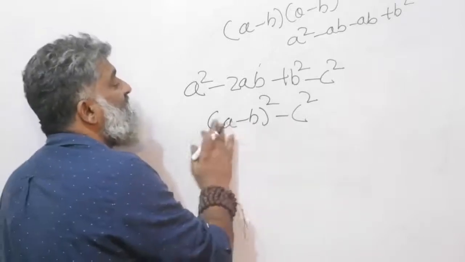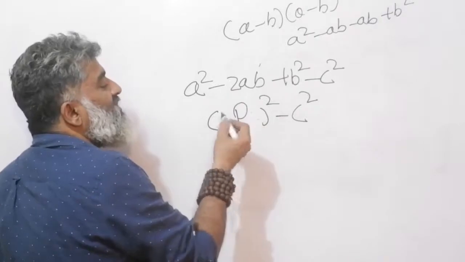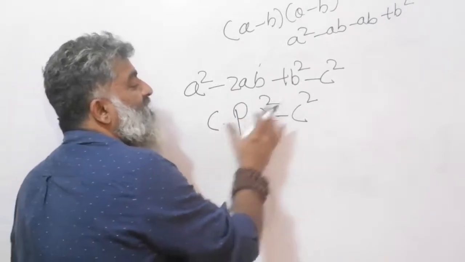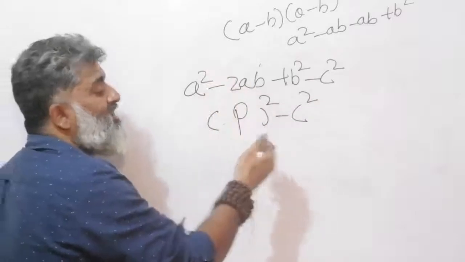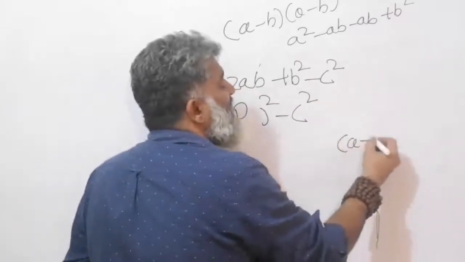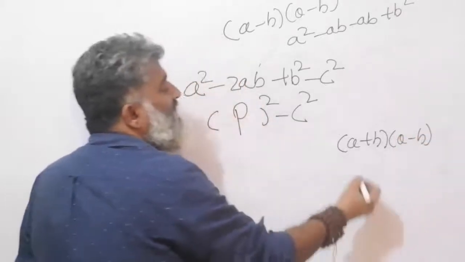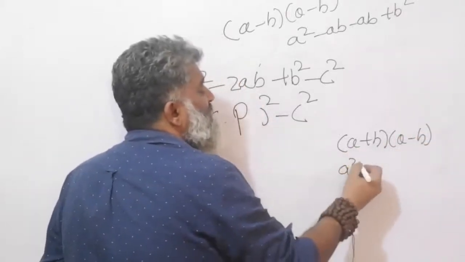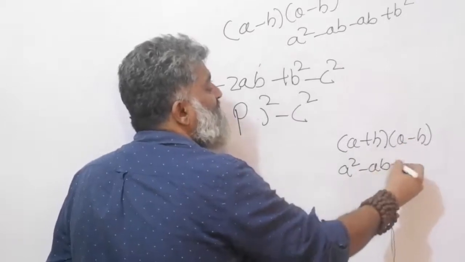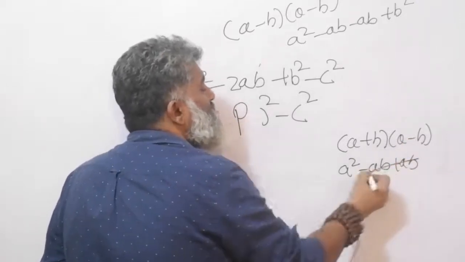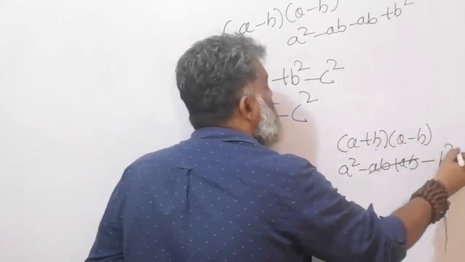So instead of this a minus b, can I put a gigantic P here? So this expression becomes p square minus c square. Again, do I have some familiarity with that? If I create this story, a plus b into a minus b. A into a gives you a square. A into minus b gives you minus ab. Plus b into a gives you plus ab. Boom, this gets cancelled. And b into minus b gives you minus b square.